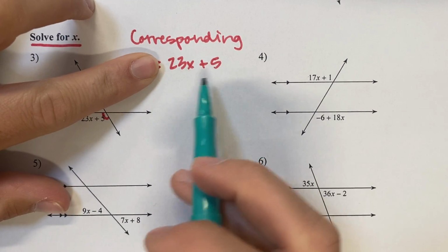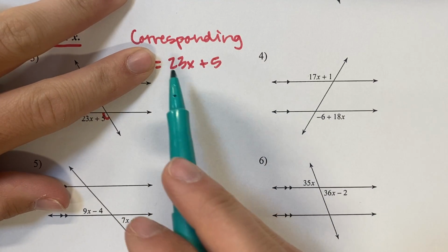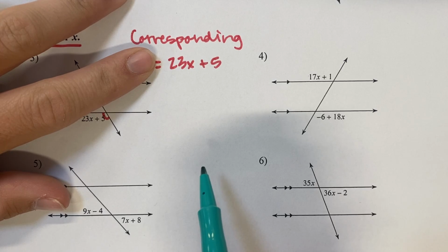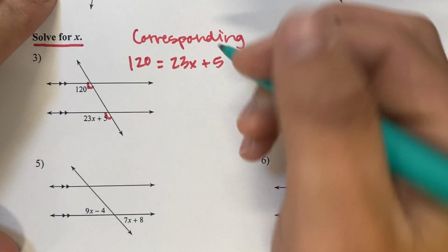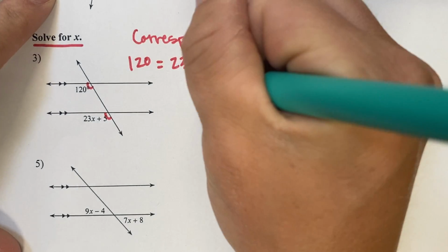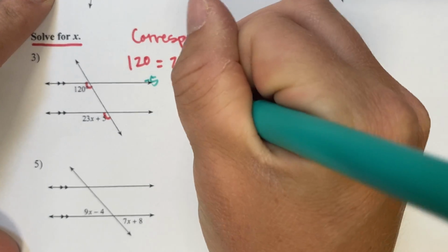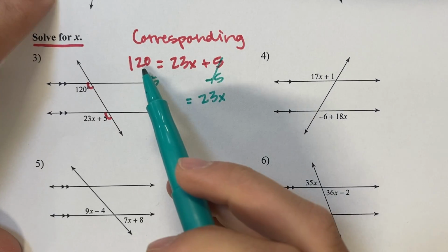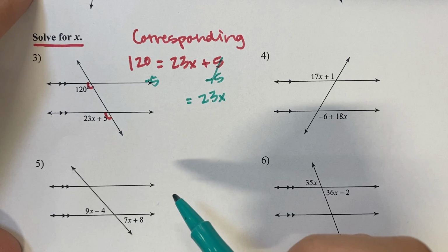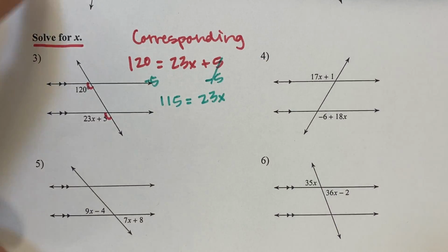Now I can go ahead and solve for x. We don't have any terms we can combine, so we can go ahead and start moving things. What do I need to move first, the times by 23 or the plus 5? Plus 5 is farthest away, so we have to move that one first. What is the opposite of plus 5? Subtract 5 from both sides. So I get 23x is still on this side equals, what is 120 minus 5? I get 115.